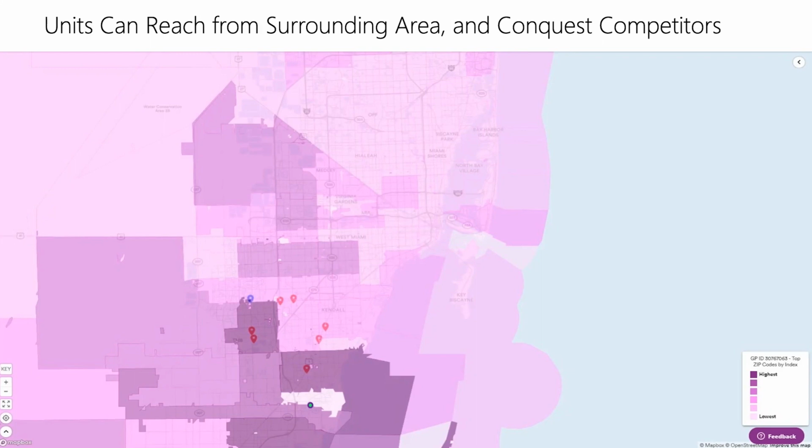Right. And I think this one's really interesting too, just where the heavy zip codes are. It's far off in the area of the top 50, but it is really drawing audience from places right around the Fisher Chiropractic as well as some of the competitors. Yes. The units can reach beyond the location and conquest the competitors.